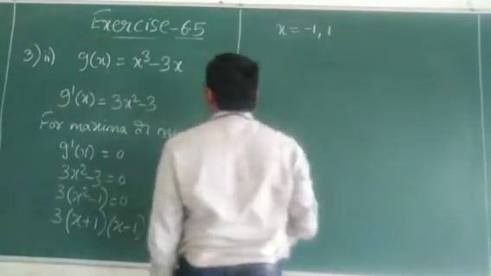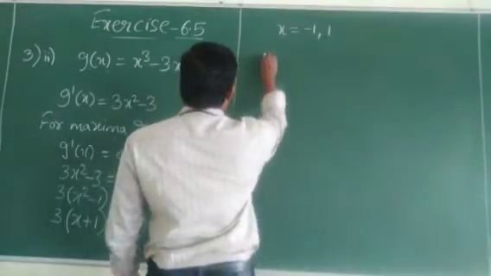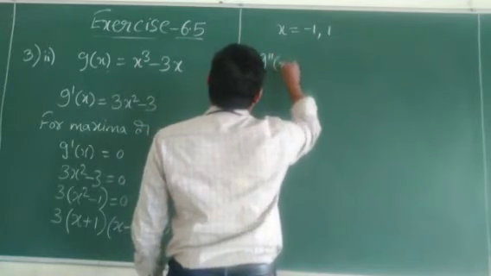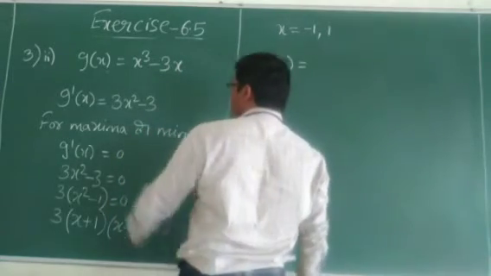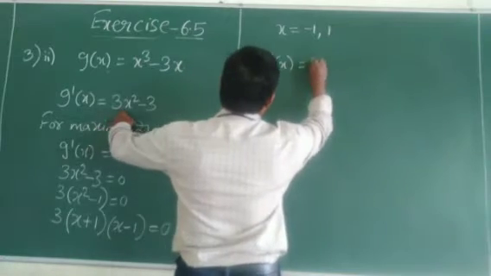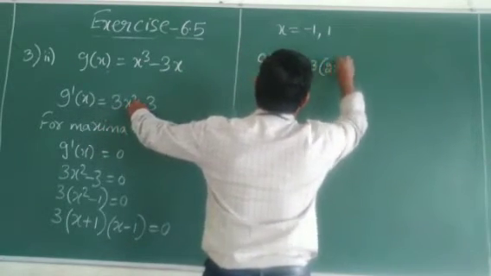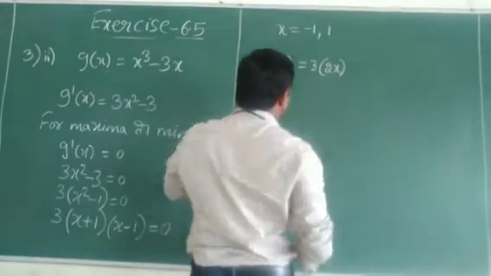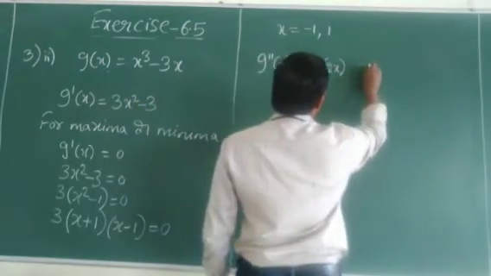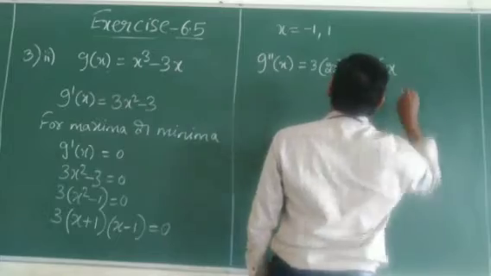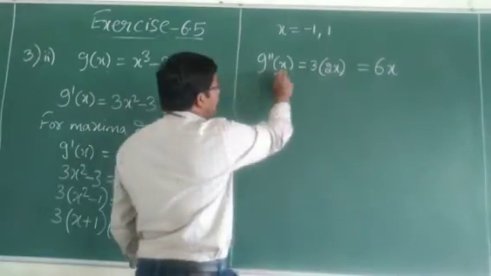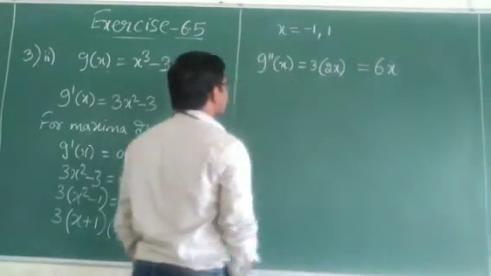Once you get the critical points, find the second derivative of g. 3 is the coefficient, the derivative of x square is 2x, and the derivative of minus 3 is 0. So this is equal to 6x. The second derivative is equal to 6x.